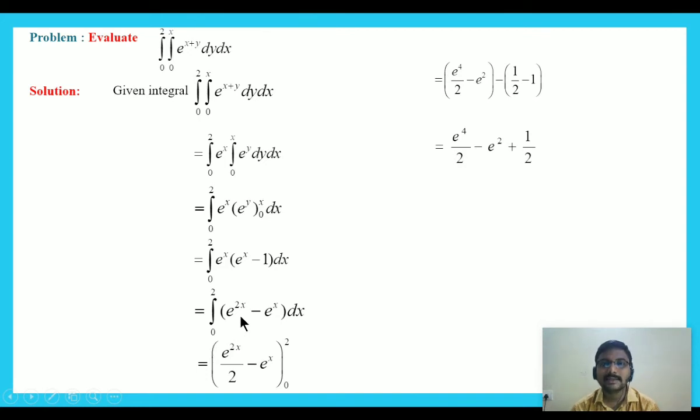E power 2x integration is e power 2x by 2. E power ax integration is e power ax by a. So and then simplifying, substituting upper limit minus lower limit, the result is a constant.